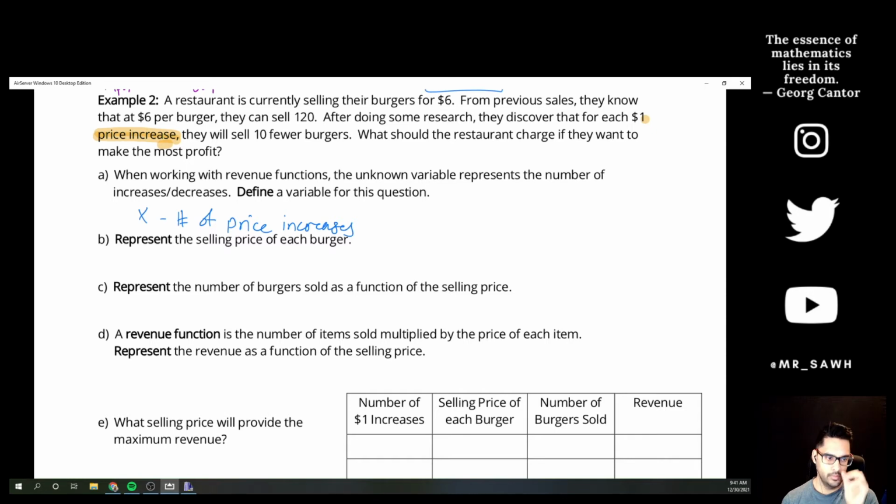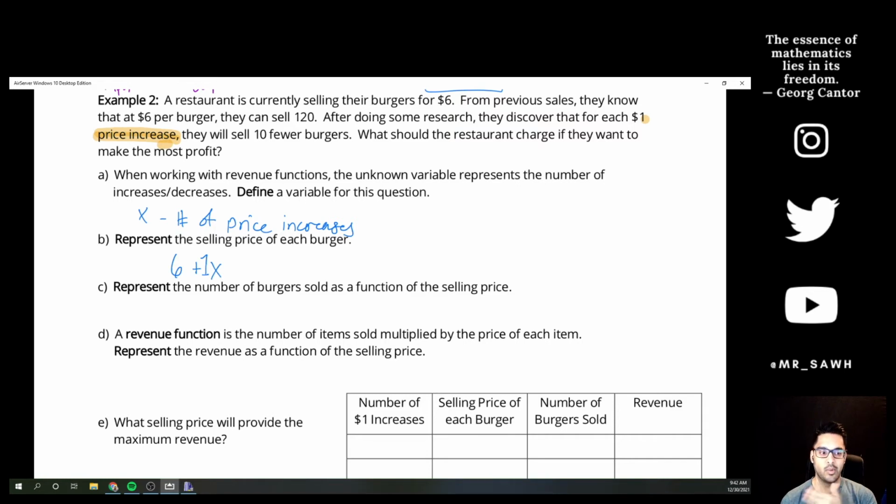So we've defined a variable, but now we've got to represent the selling price of each burger. And if I look at what the original price happens to be, it's $6, right? That's the original. But if I include the change in there as well, I know that if I change the price once, I'm changing it by $1. So I'm going to have to add my variable to this. Remember, x represents the number of price increases, and really this is just 1x because the dollar amount is 1. So if I change the price one time, this expression will now say 6 plus 1. So my new selling price is $7 because I've increased it by 1.